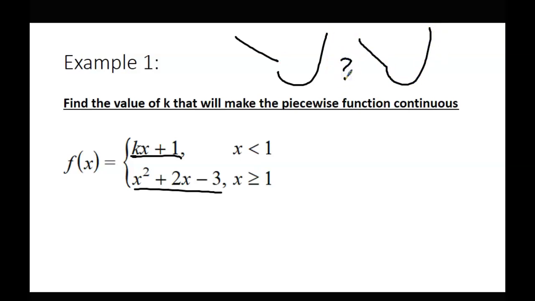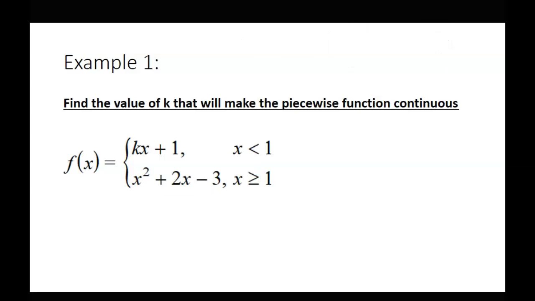Okay, well, we're going to make sure that they actually connect, because we get to pick what k is. So our job is to find what value of k will make those two functions hook up. Okay? So we're playing the role of Cupid today. We're going to make these guys connect. All right.